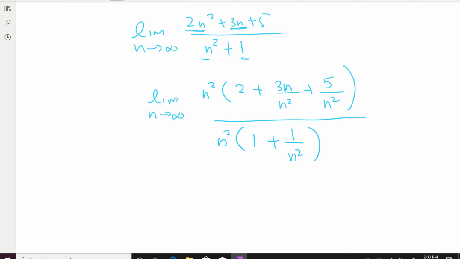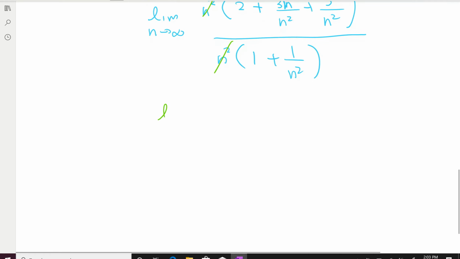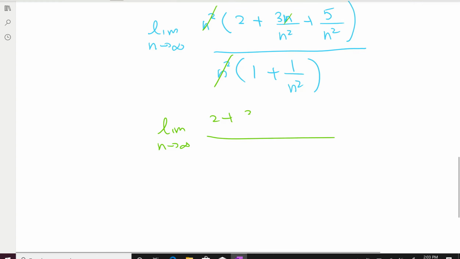Now you can cancel out and simplify the terms that you factored out. Let's see what we are left with. Here it's 2 plus 3n over n², and I can cancel out an n, so it's 3 over n plus 5 over n². Here it's 1 plus 1 over n².